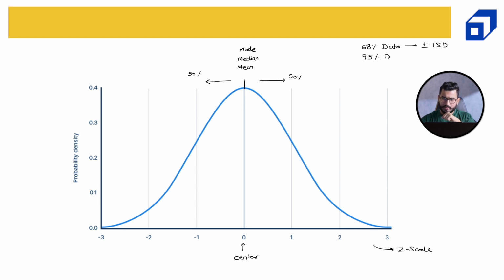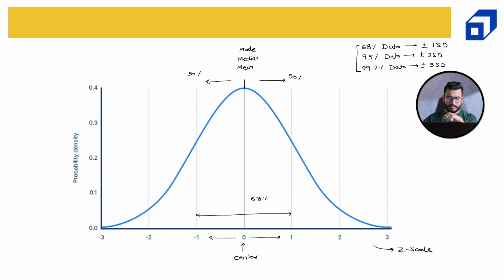95% of data lies between plus minus 2 standard deviations. And 99.7% of data lies between plus minus 3 standard deviations. Now what is this? This is 1 standard deviation. 1 standard deviation below, 1 standard deviation above. So between these 2 points, I am having 68% of the data.